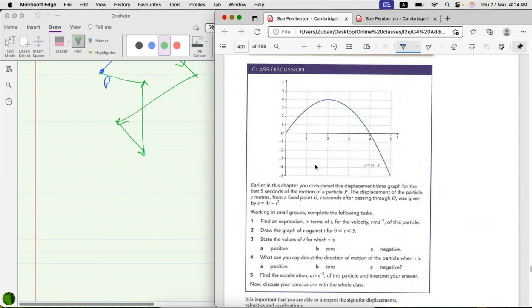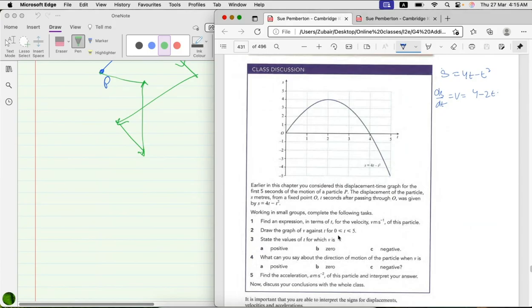Find the expression in terms of t for the velocity. So we already know that displacement is equal to 4t minus t square. So the velocity is the differentiation. The ds over dt is actually velocity. The differentiation of 4t is 4, minus 2t. This is the differentiation. Find the expression in terms of t for the velocity of the particle.